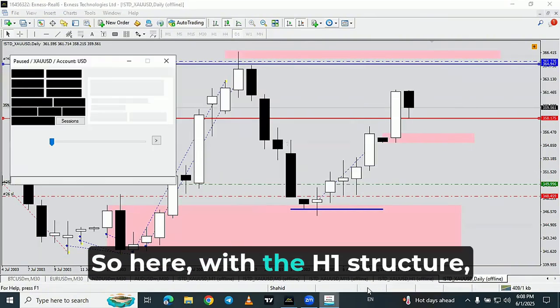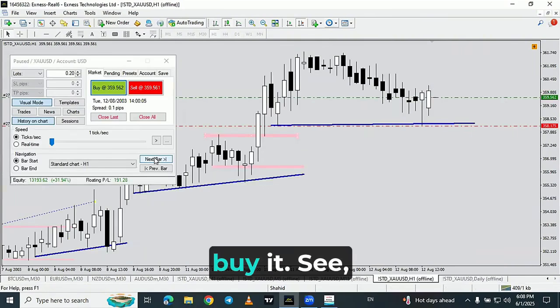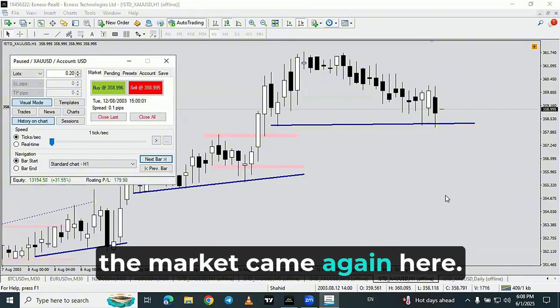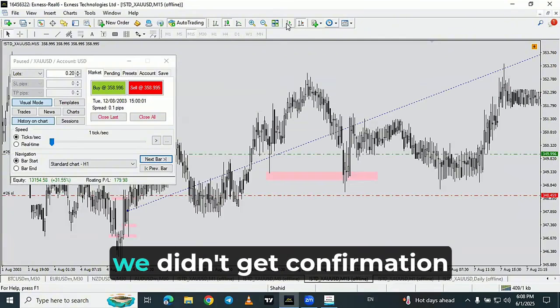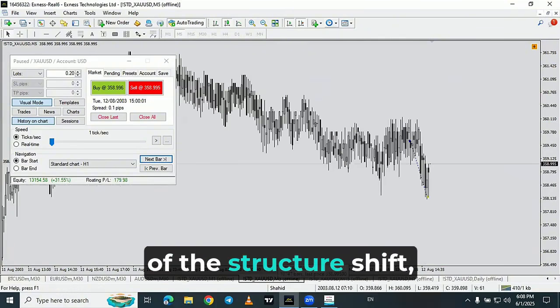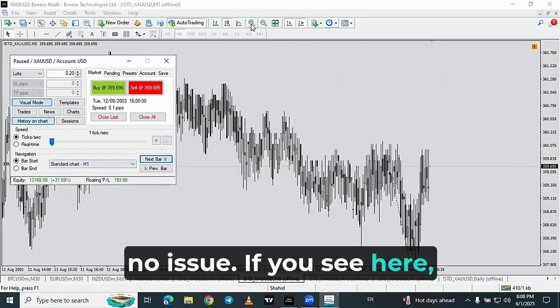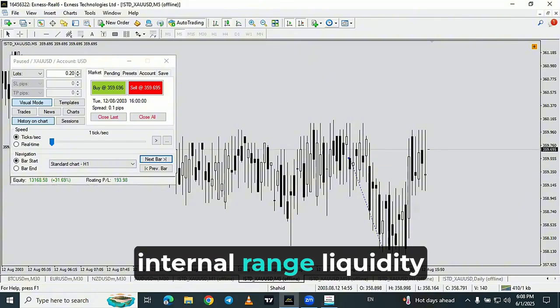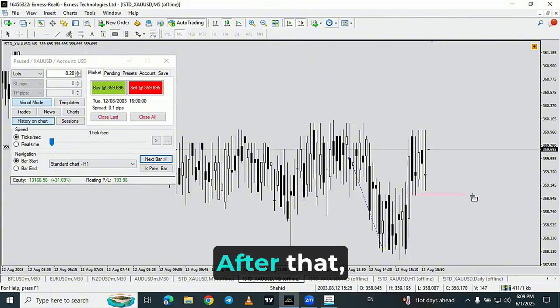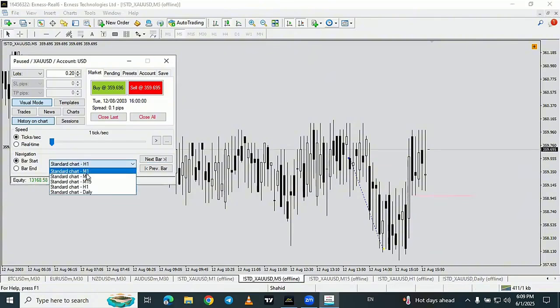So here with the H1 structure, we buy it. See, the market came again here. On a smaller time frame, we didn't get confirmation of the structure shift, so no issue. We wait for its structure again. If you see here, sell side, buy side, internal range liquidity is lying here. After that, we will buy it again here.